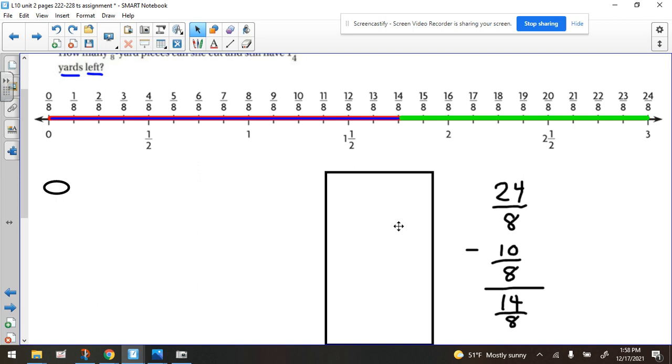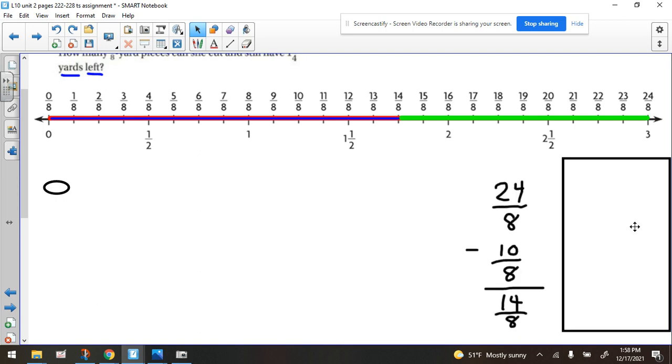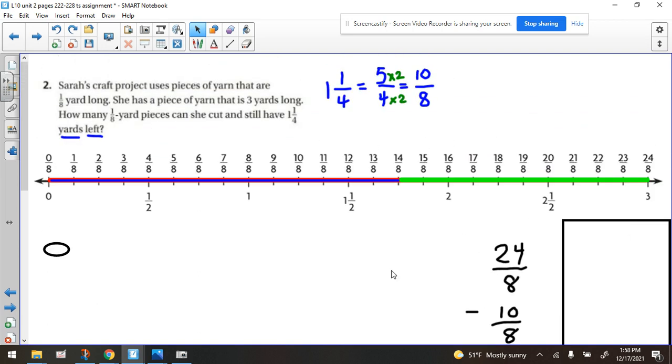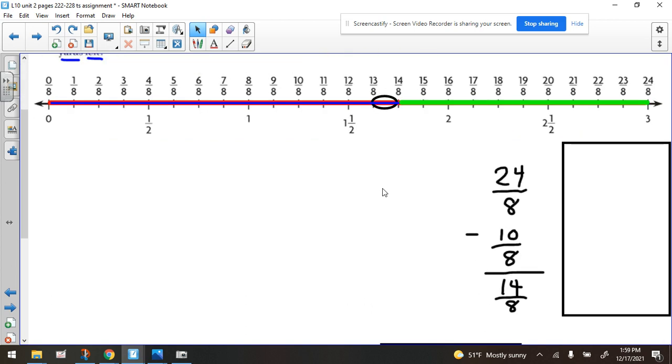All right, so now we're taking that amount, that 14/8, and we're breaking that up into equal groups of what? So let's look again. We're breaking that up into equal groups of 1/8. So we can count how many groups there are. There's 1 group, 2 groups, 3, 4, 5, 6, 7, 8, 9, 10, 11, 12, 13, 14 groups. Or we can do the algorithm.